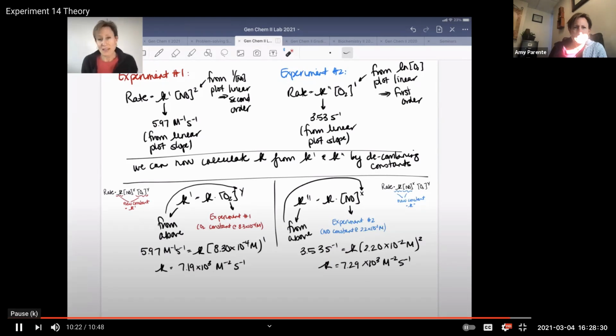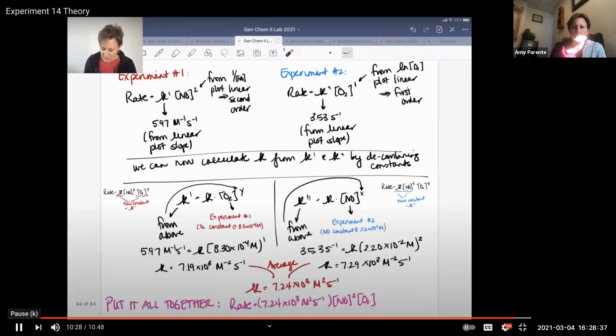Last thing to do is to say, well, there's always potentially some experimental error, so let's average these together. And then when we put it all back together, now we can get our full rate law that has the rate constant as well as the reaction orders for both NO and O2. I know that was a lot, but hopefully it all made sense.